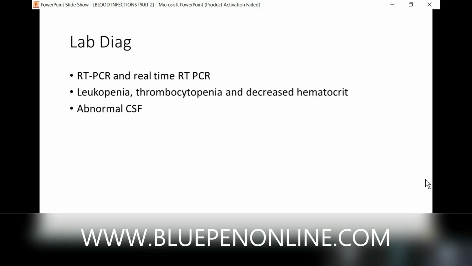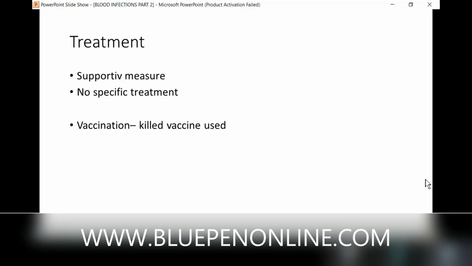So what's the lab diagnosis? You do RT-PCR and real-time RT-PCR. There will be leukopenia, thrombocytopenia, and decreased hematocrit. During the CSF study, abnormal CSF findings will be seen. Again, there is no specific treatment for Kashmir forest disease, and only supportive treatment is given.